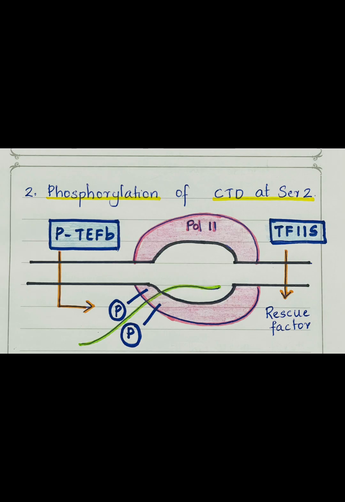Transcription factor 2S plays a role in rescuing backtracked polymerase II. If RNA polymerase II encounters a block and backtracks, the 3' end of the RNA moves out of the active site, halting the transcription process. Transcription factor 2S is a rescue factor which is like a helper that comes in when RNA polymerase II is stuck. It stimulates cleavage of the nascent RNA, realigning the 3' end back into the active site. This helps the transcription process to restart and continue the elongation process efficiently.